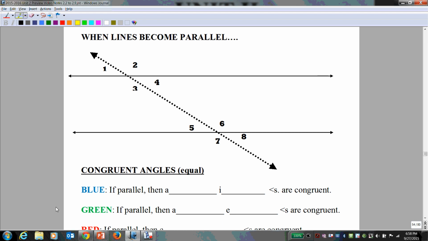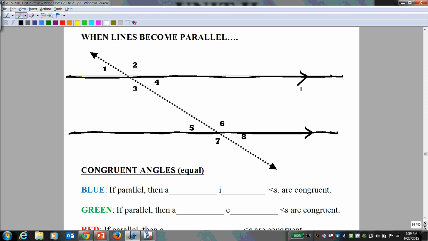So when lines become parallel, why don't you just physically trace this line here. Trace this line, kind of get a feel for it. Those are parallel. Put your little arrow feathers on there. In some books, the arrow feathers go the same way. Other books, the arrow feathers alternate. It's the same thing. This little notation here means parallel. If I ask you to draw parallel lines and you don't add those arrow feathers, you have not drawn parallel lines.